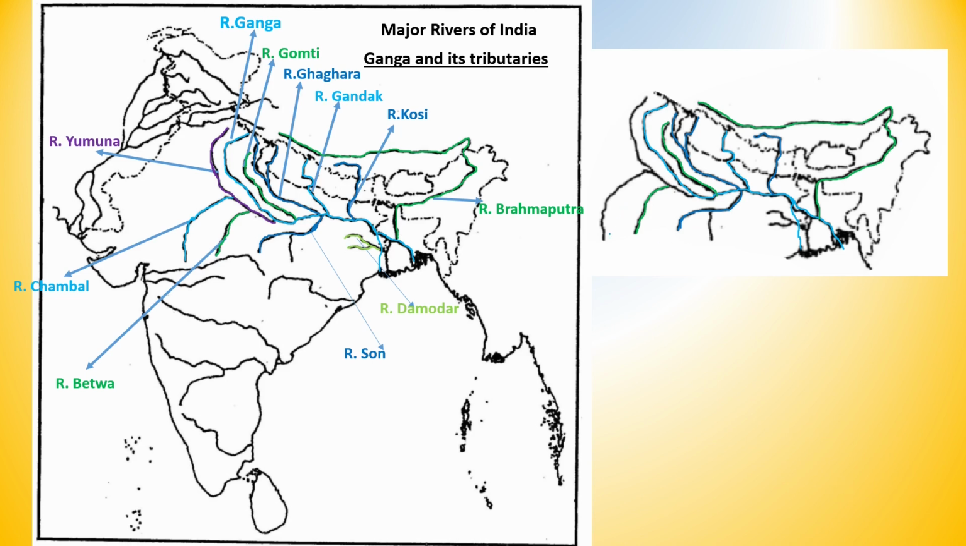river Chambal. River Chambal is west of Betwa and joining with river Yamuna. Next is river Damodar.